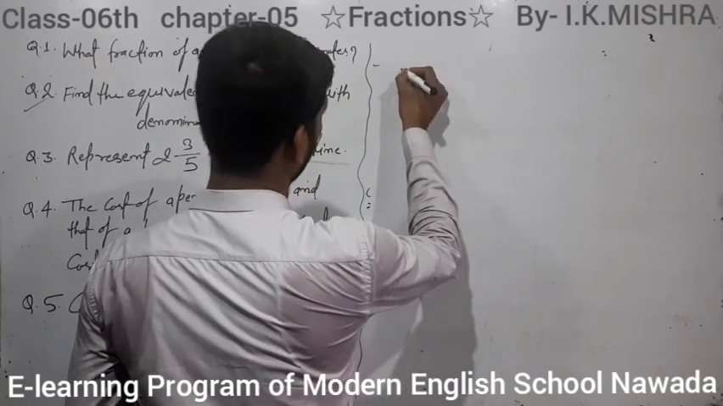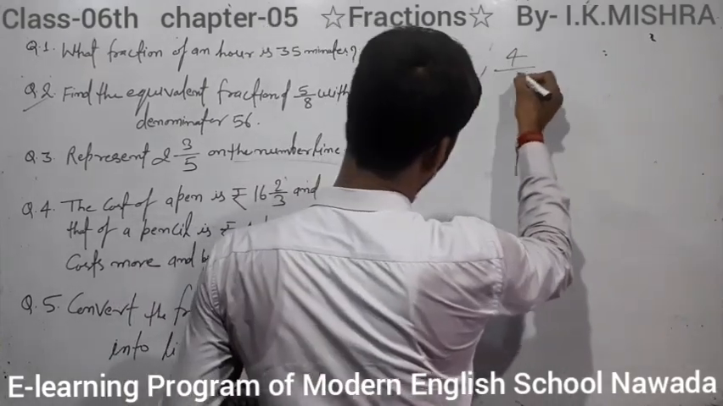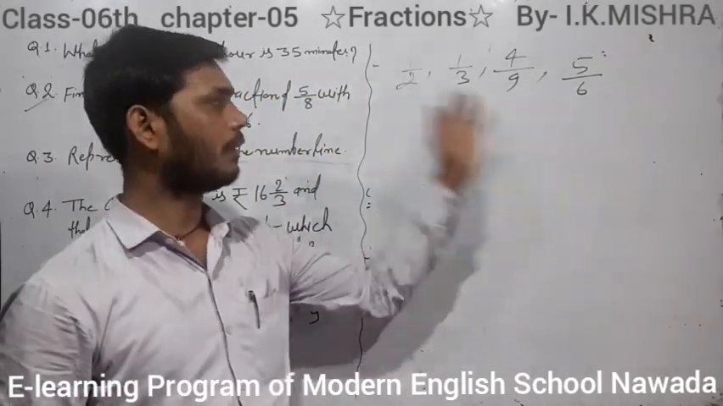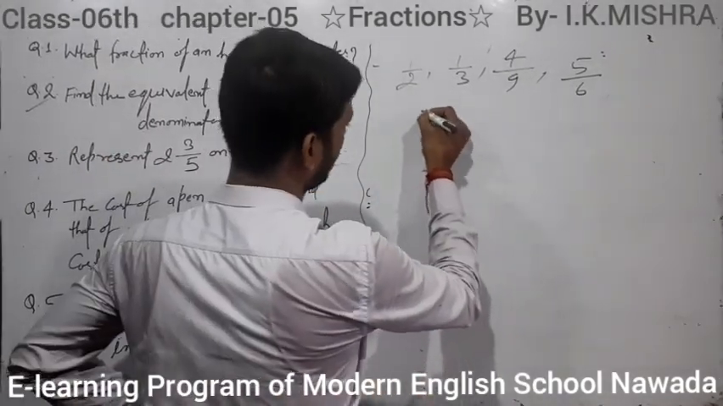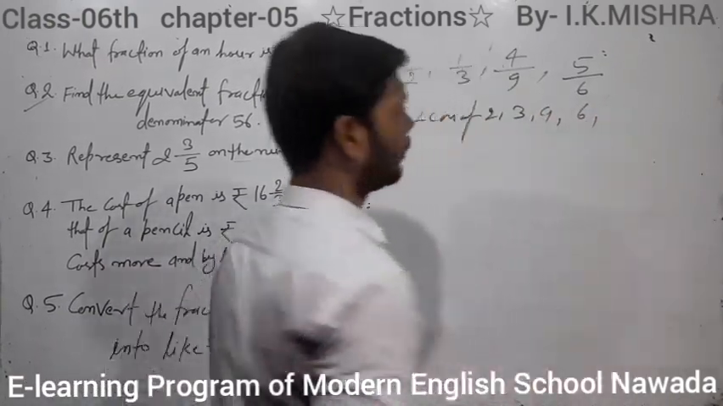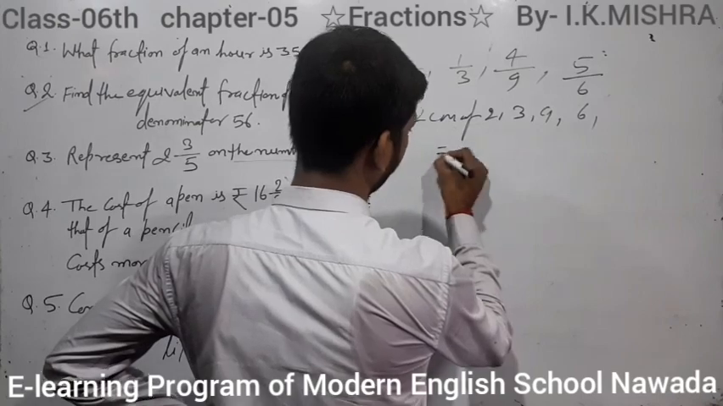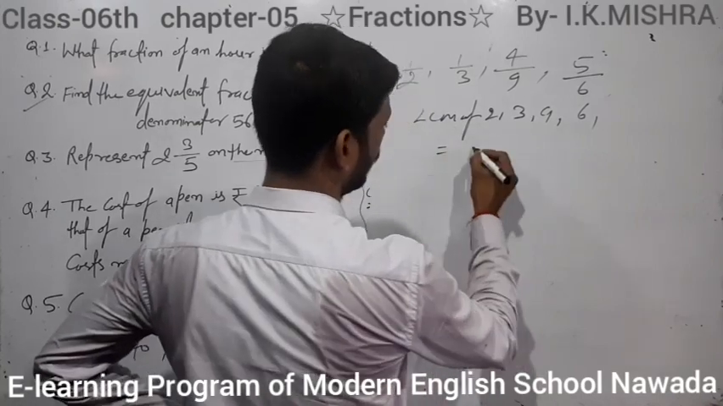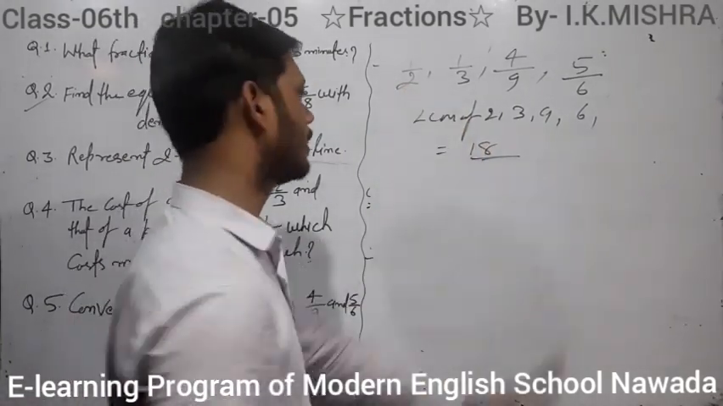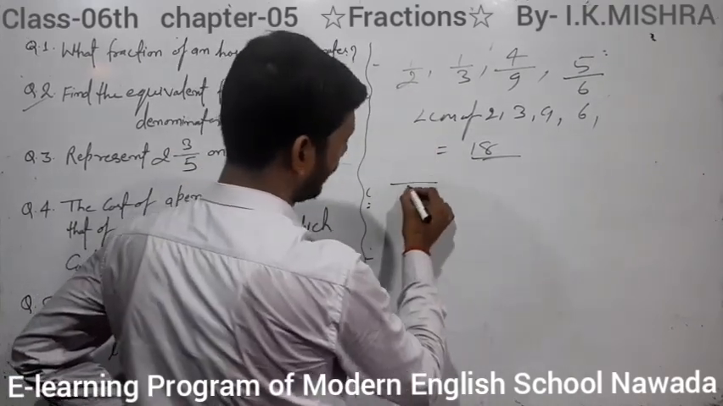1 by 2, 1 by 3, 4 upon 9 and 5 by 6. Here, friends, you have to change into like fractions. So first of all find the LCM of 2, 3, 9 and 6. The LCM of these is equal to 18. So first of all write the denominator of all of these equal to the LCM. For the 2, write 18.